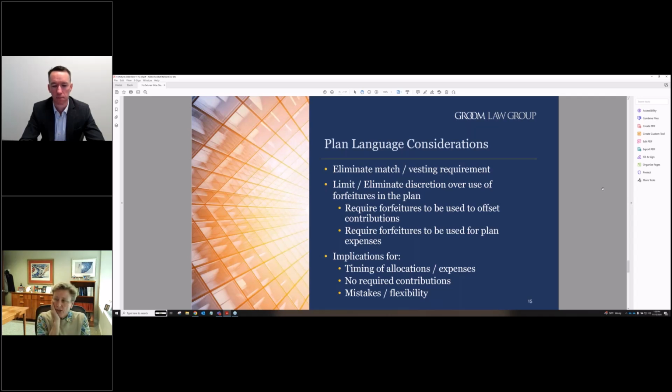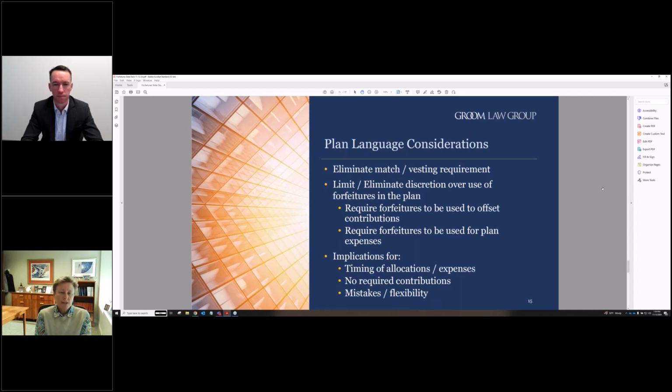But we touched on this. You can't have a cutback, but if you were creating a plan from the beginning, you could certainly eliminate any vesting requirement, and then you wouldn't have this problem going forward. If you don't have a match, you maybe don't have to put one in. So there are some bottom line things you could do, but most of us have ongoing plans. So outside of a real significant change, what can you do in terms of plan language? And I do think there are some things you can do.